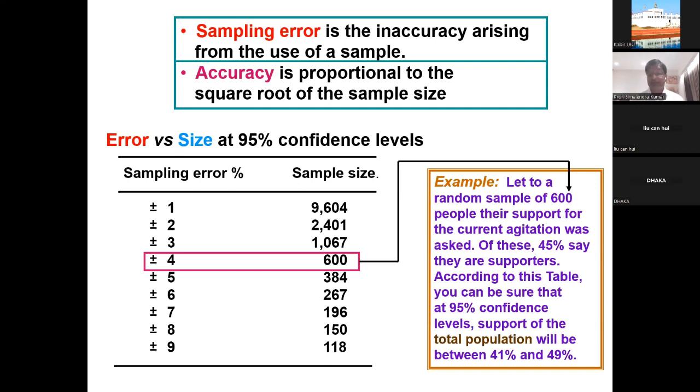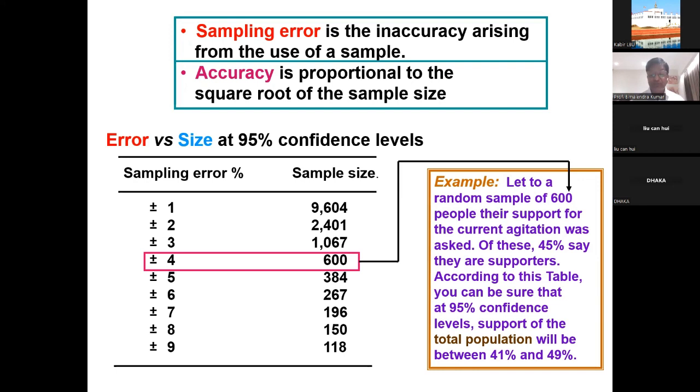So here is a random test of the survey related with the wage ask. A test was taken of 600 people. 5% say they are the supporters. Among the protesters, there are 45% who are supporters.